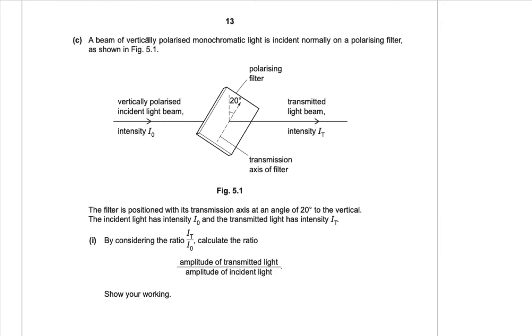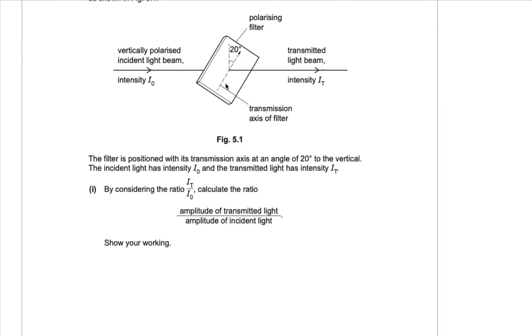Part C, a beam of vertically polarized monochromatic light is incident normally on a polarizing filter as shown in figure 5.1. The filter is positioned with its transmission axis at an angle of 20 degrees to the vertical. So this is the transmission axis, this one over here. This is the vertical part, and the angle between the transmission line and the vertical part is 20 degrees. The incident light has an intensity of I0, and the transmitted light has intensity IT. By considering the ratio, calculate the ratio amplitude of transmitted light to amplitude of incident light. Show your working. So this is your transmission line, and this is the vertical part.